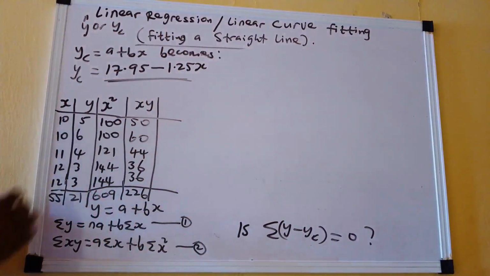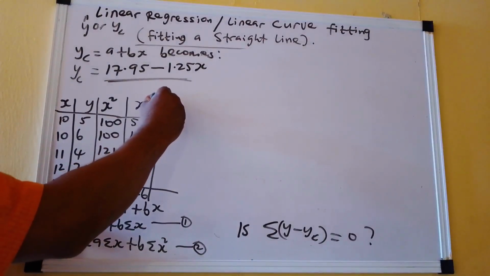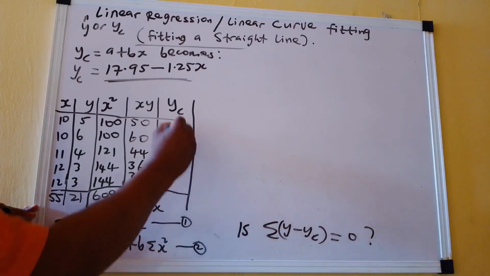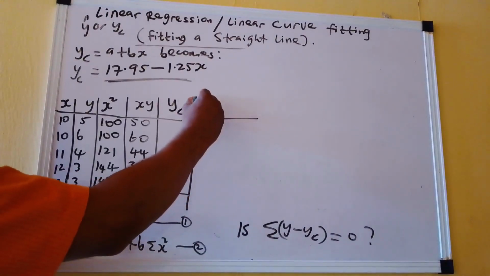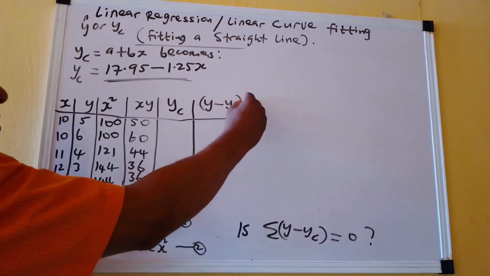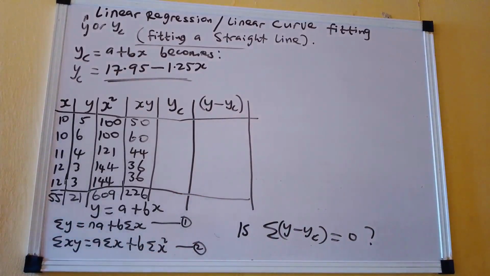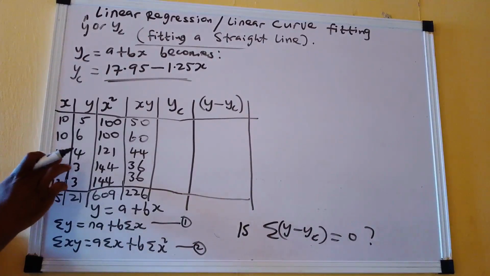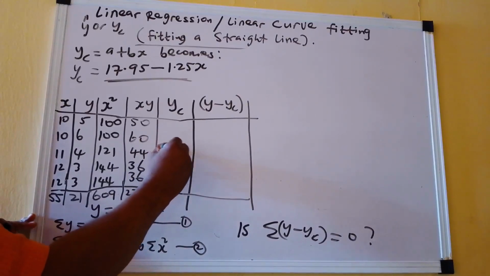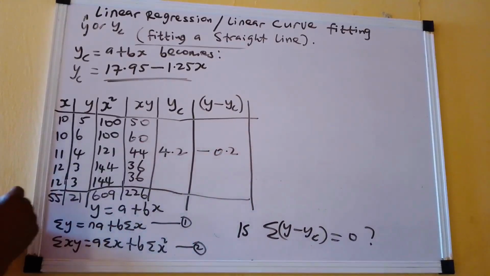Now we already have our y here. Let us calculate our various yc, the estimated y. Then we will create another column for y minus yc. We can put this in brackets. Now the first one, of course, we have calculated for x equal to 11. For 11, we got 4.2. So this will be minus 0.2.